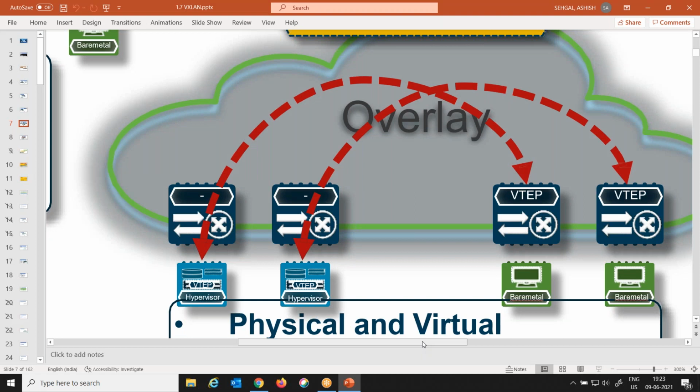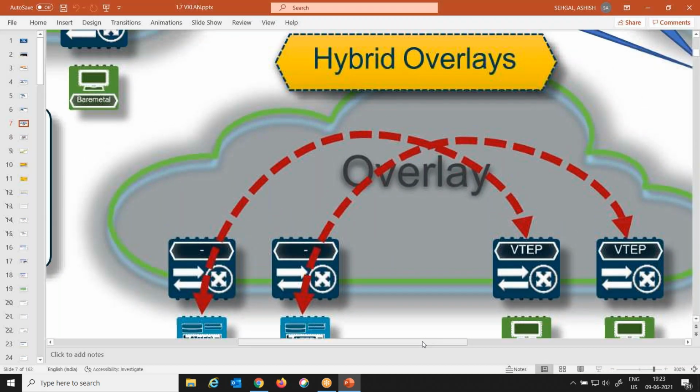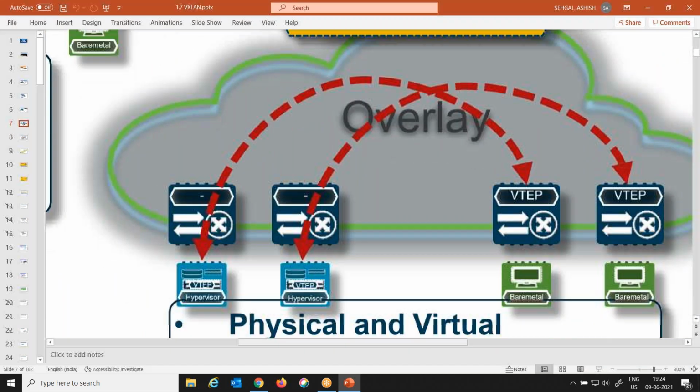We call it hybrid overlay. A mix of host overlay and network overlay is known as hybrid overlay. So you can see, on the left hand side, we have got the hypervisor. Definitely, we have got a virtual switch on top of the hypervisor from where we are starting our tunnel. On the right hand side, we have our hardware leaf switch called VTAP. I'm going to tell you what is VTAP.